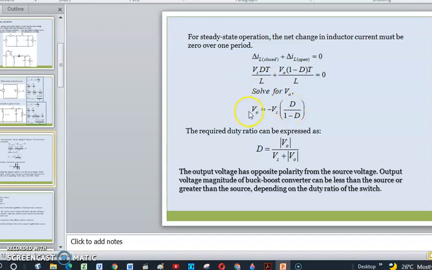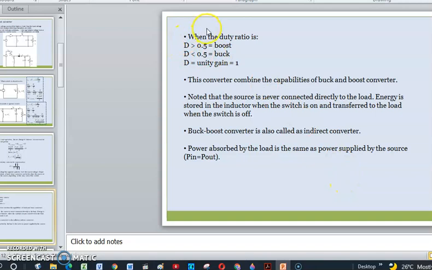So the required duty ratio can be expressed. We reshuffle the D and put it in front. The duty ratio becomes V0 divided by Vs plus V0. So the output voltage has opposite polarity to the source voltage. The output voltage magnitude can be less than or greater than the source, depending on the duty ratio of the switch. When we perform the analysis, if the duty cycle is less than 0.5, we shall have a reduction scenario. If the duty cycle is bigger than 0.5, it boosts up.